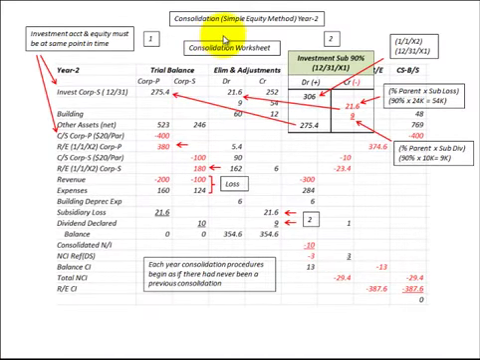Here we're going to be looking at a consolidation between the parent and a subsidiary company using the simple equity method, and we're going to be looking at year 2. We've already made a consolidation for year 1 between the parent and a subsidiary, but this is going to be the next year, or the year after the first consolidation we made. Now each year the consolidation procedures begin as if there had never been a previous consolidation.